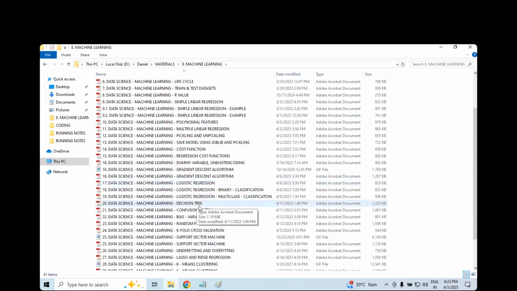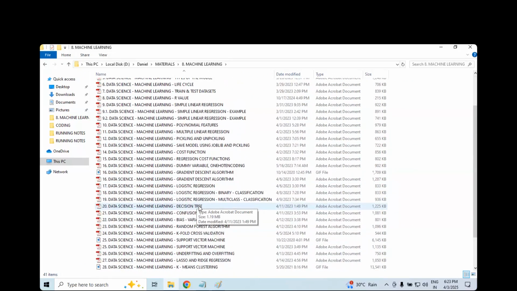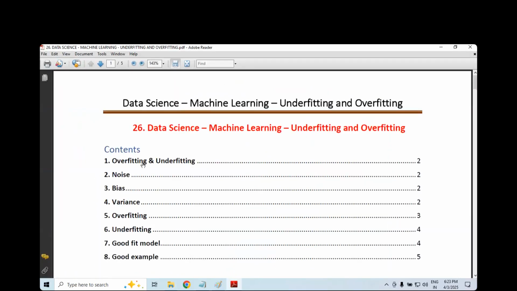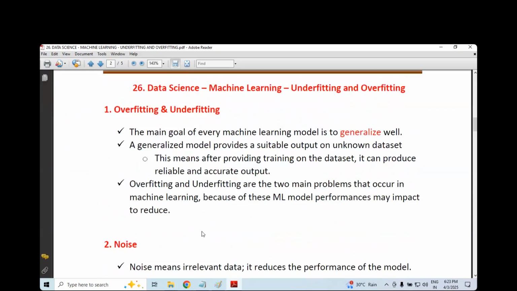Underfitting and overfitting, right? I need to explain one word actually. Let me explain. Make a note on this. Sir, the main goal of any machine learning model is, this word is important, to generalize well. Generalize. One more time, what do you mean by that? Let me tell you. This word is important.